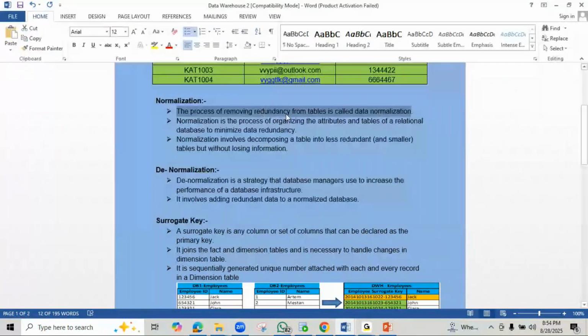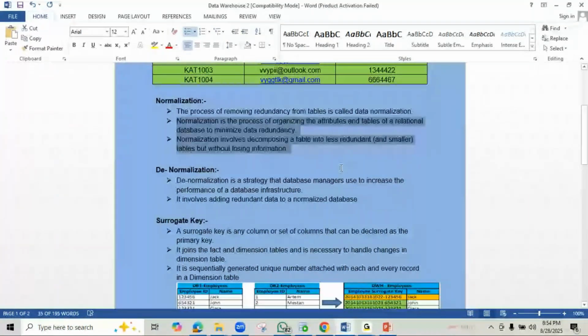Another definition for normalization: it is a process of organizing attributes and tables of a relational database to minimize data redundancy. Normalization involves decomposing a table into less redundant and smaller tables without losing any information. That is also called normalization. So what does it mean?